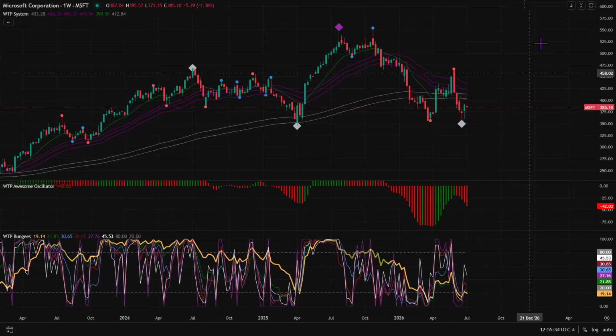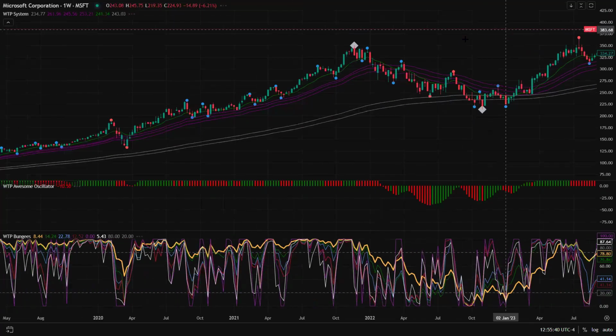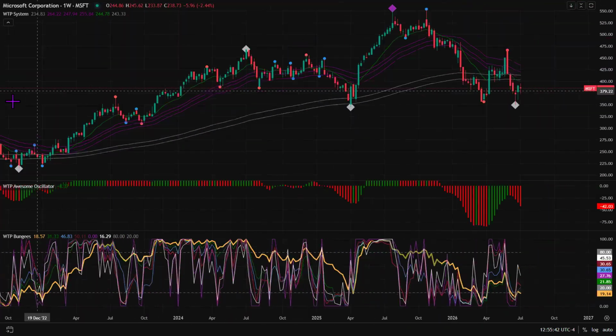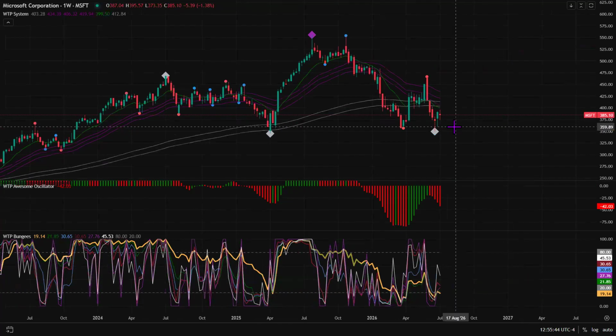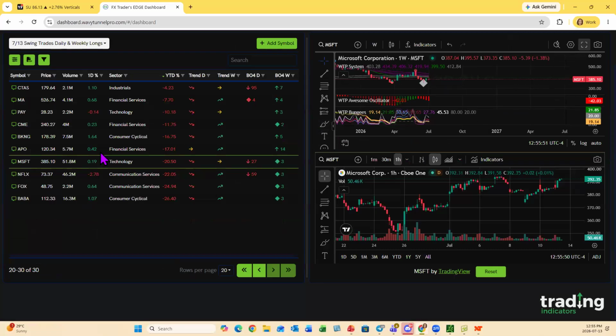And are we going to move higher from here? Well, that's the big question. But we had two major opportunities prior to this right now. So this is setting up again. Let's see how it plays itself out.